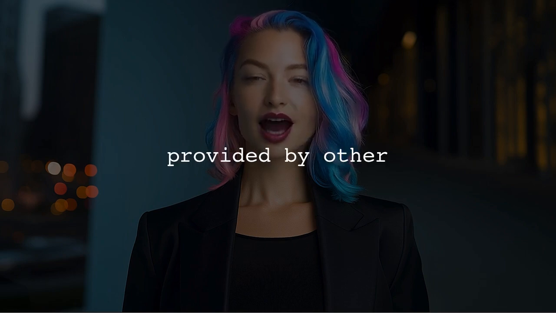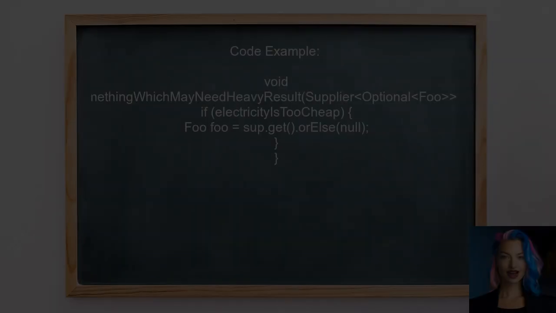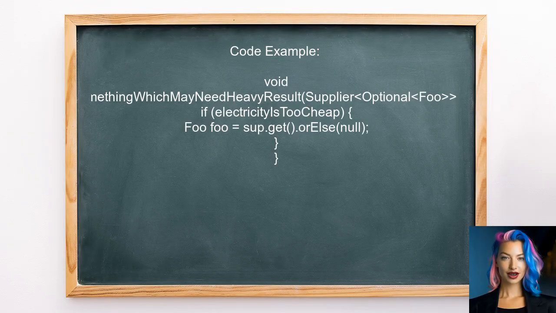Now, let's look at the answers provided by other users. One alternative approach is to use a Supplier that returns an Optional. This allows for lazy evaluation of the heavy computation. The Supplier will only execute the computation when needed. In the provided code, the Supplier is passed to a method that may or may not require the heavy result. If the condition is met, the Supplier is invoked, triggering the computation only at that moment.